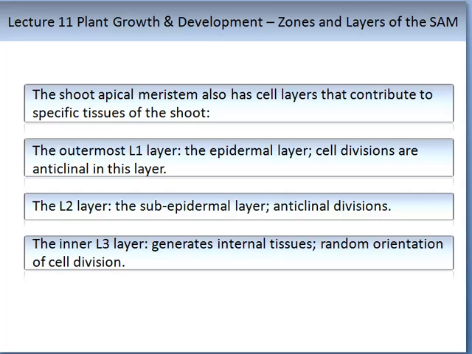while the L3 layer is the most inner layer, and this generates internal tissues. But you will note that this L3 layer cell division is quite different. Rather than anticlinal, it has random orientation of cell division. So you will note L1 and L2 layers have very structured division, while L3 has a very random orientated division, and this helps shape the form of this tissue.